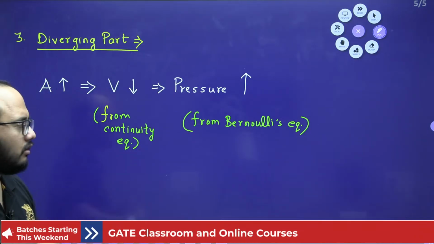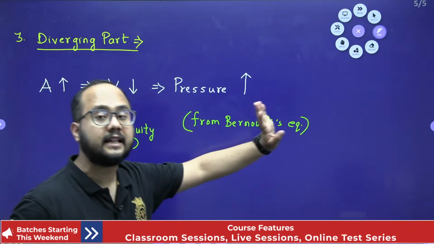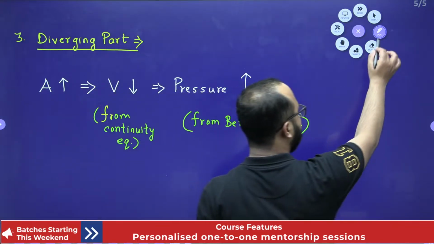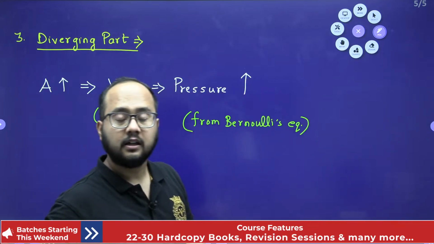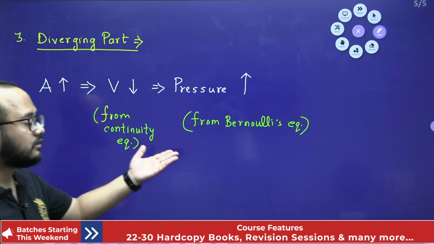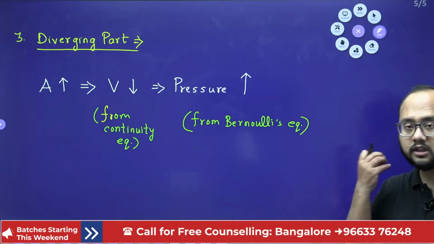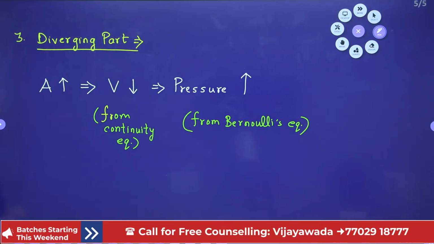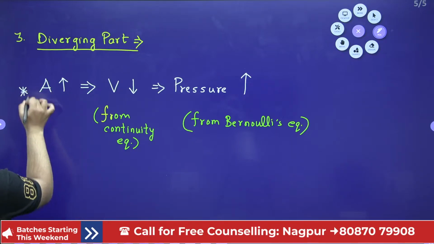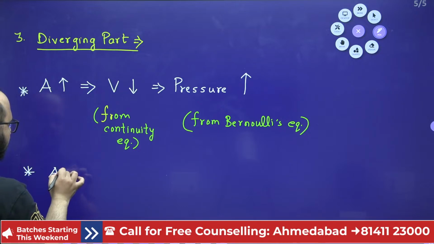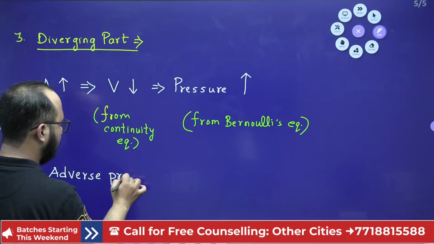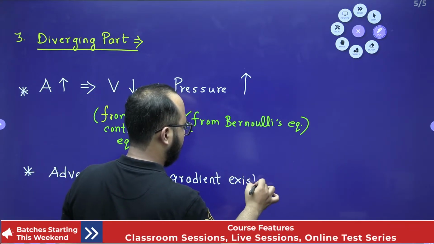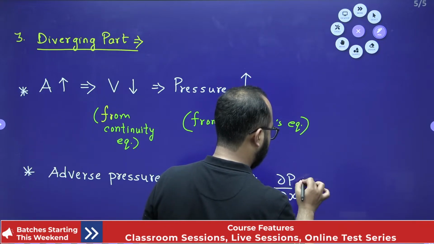Now, this is a very normal thing. The point is, what is going to happen if the pressure is increasing during the fluid flow? What is the consequence of this particular point? Tell me everyone, what will be the consequence? Earlier, in the case of the converging part, we wrote the favorable pressure gradient. Now in this case, pressure is increasing. It is not favorable at all. So in this case, an adverse pressure gradient exists, that is, dou P by dou X is greater than 0.